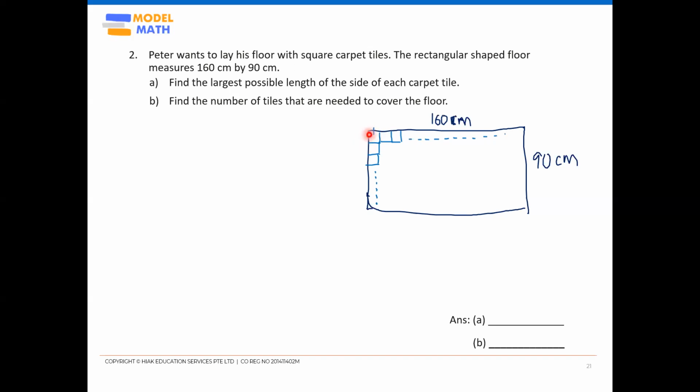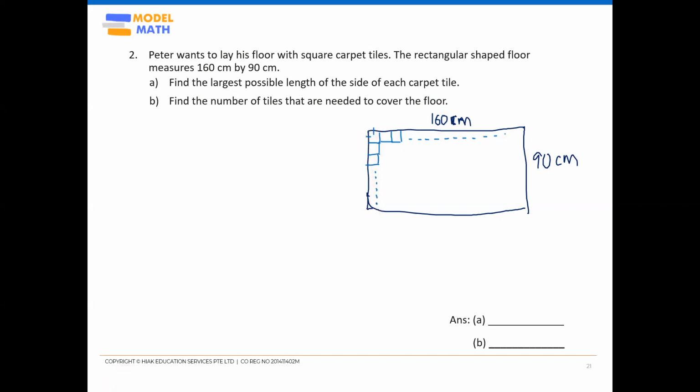All right. But I do know something for sure is that when I lay square tiles across the length, this 160 must be able to divide by this length to get the number of tiles over here. And it goes the same for the 90 cm. So 90 cm, I must be able to divide by the same number, the same centimeters over here to get the number of tiles downwards.